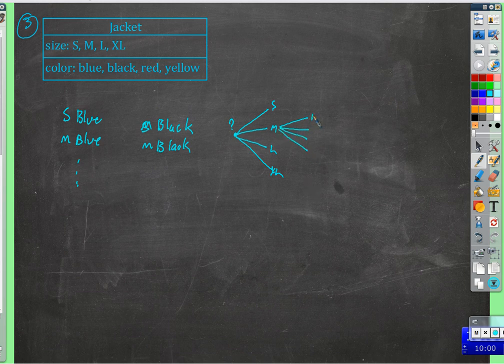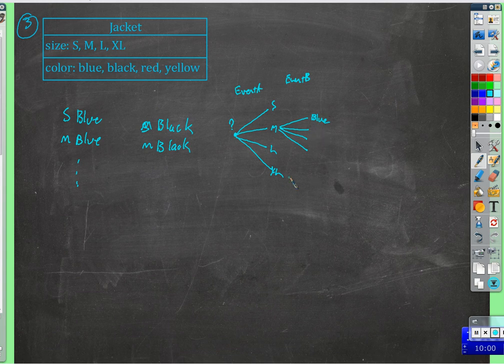Okay, so here is one, what we call an outcome. An outcome where the first event, you choosing a size, that'd be what we could call event A. Well, that event ended by you choosing a medium. Then event B, where you choose a color. Well, that ended in you choosing blue. So an outcome would be event A and then event B. So you choose medium, you choose blue, you have a medium blue jacket. That is one outcome, that's one possibility.